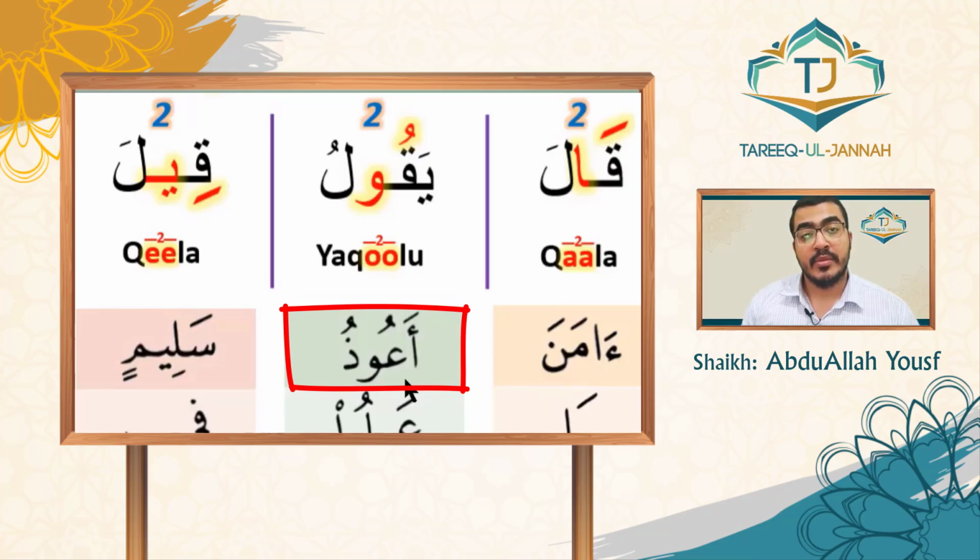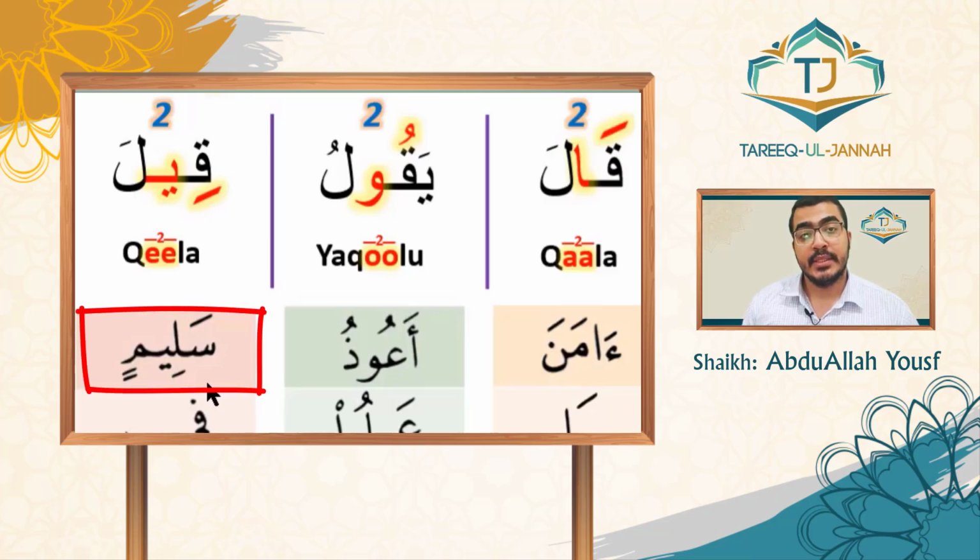The next word is a'udhu. Without the waw mad, it becomes a'udhu. With the waw mad again, a'uudhu. The last example, salimin, salimin. This exercise will help you feel and understand how the mad really works.